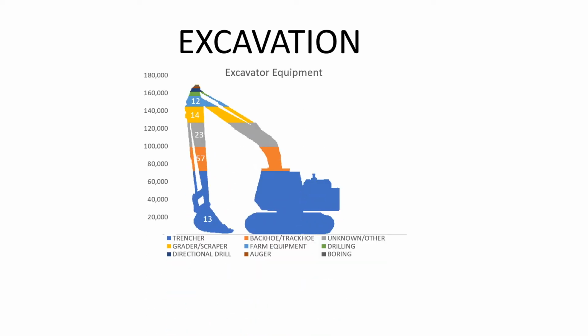So we mentioned earlier that PHMSA is tracking equipment types involved in excavation accidents. So here's our excavation bar chart graphic. On the bottom is a legend that has the equipment types tracked by PHMSA now. On the left is the total barrels spilled. And the arm in the bucket of the trackhoe is our accident count by equipment type.